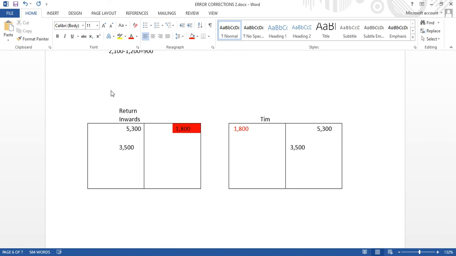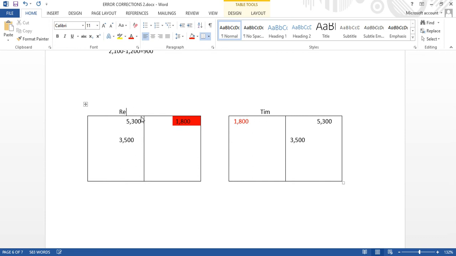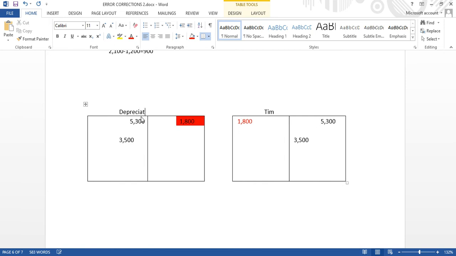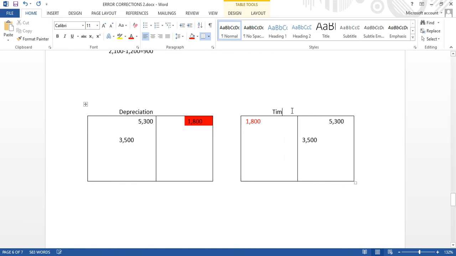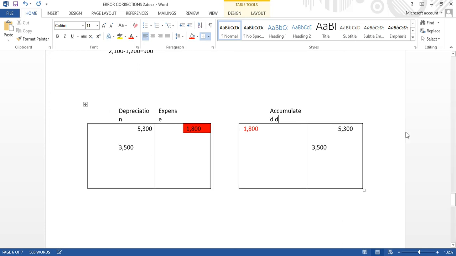So we're going to put depreciation expense there, and accumulated depreciation here. Remember, depreciation expense is an expense. Accumulated depreciation is a contra asset account, okay?